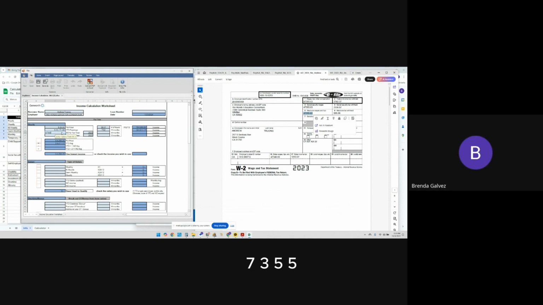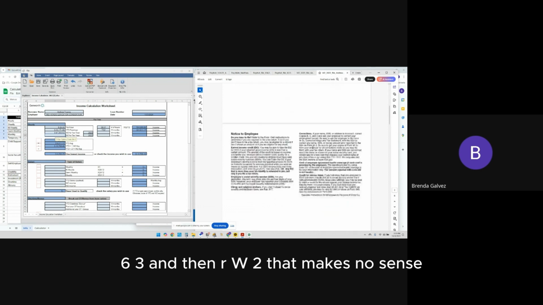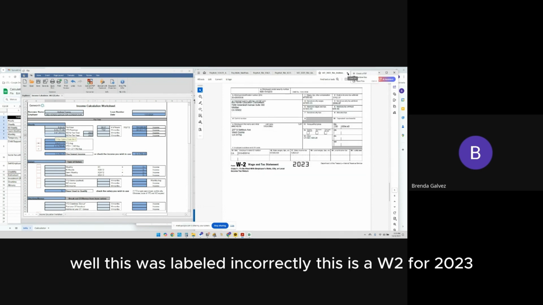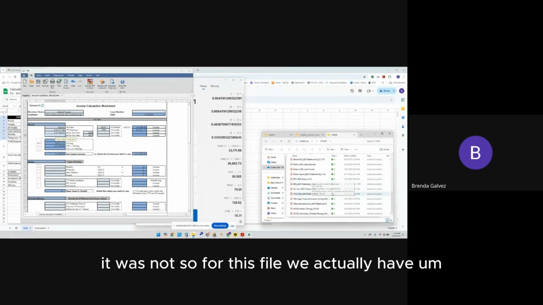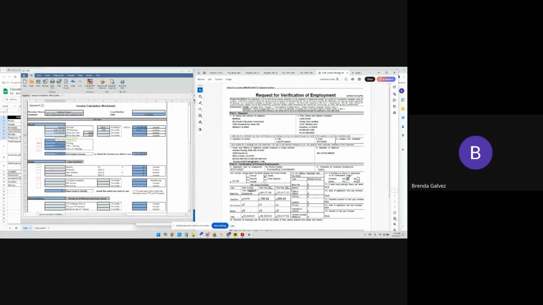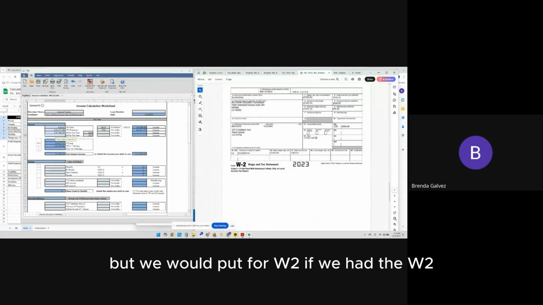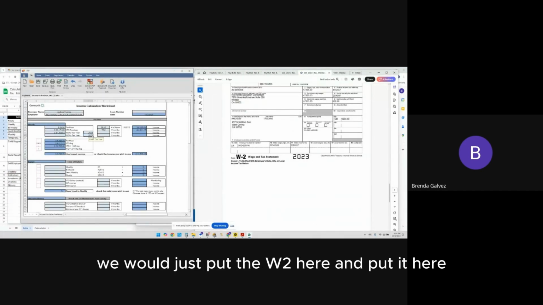So 4735563. And then our W-2, oh, that makes no sense. Well, this was labeled incorrectly. This is a W-2 for 2023. So let's see. It was not. So for this file, we actually have 3 or 4 years of verification of employment. So I'm going to look at this number through this, but if we had the correct W-2, we would just put the W-2 here and put it here.